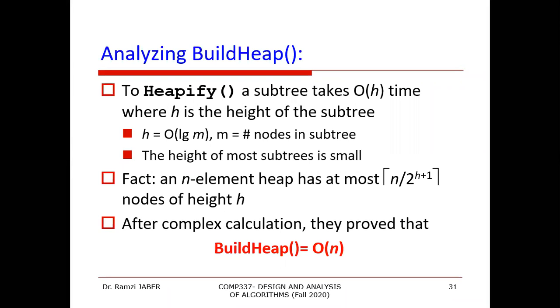After a very complex calculation, they prove that the complexity of build heap is order n, not n log n, okay? It's n. Because the height is very small for sub-trees, and because the height is order of log m, the summation of logs will give us n, not n log n, okay?